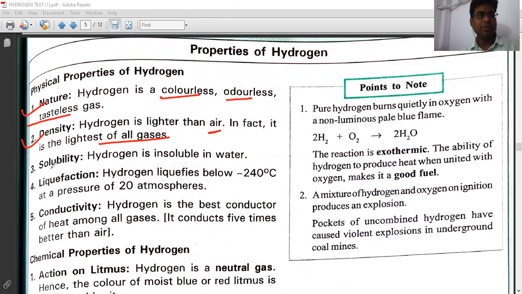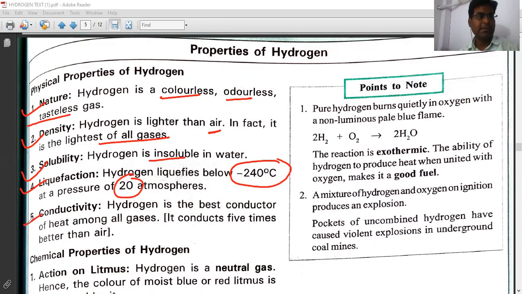And it is insoluble in water. Hydrogen is insoluble in water. It doesn't dissolve in water. This is the third point. The next one is the fourth point, liquefaction. Hydrogen liquefies below minus 240 degrees Celsius. When the temperature reaches minus 240 degrees Celsius at a pressure of 20 atmospheres, at that time hydrogen gets converted into liquid form. This is called liquefaction.